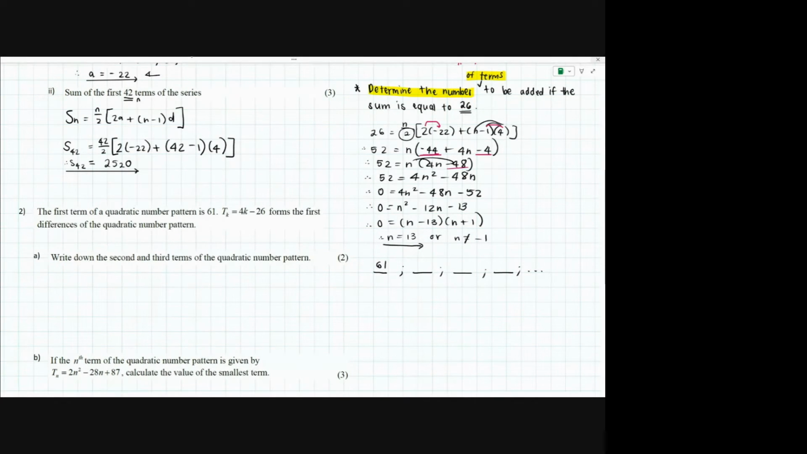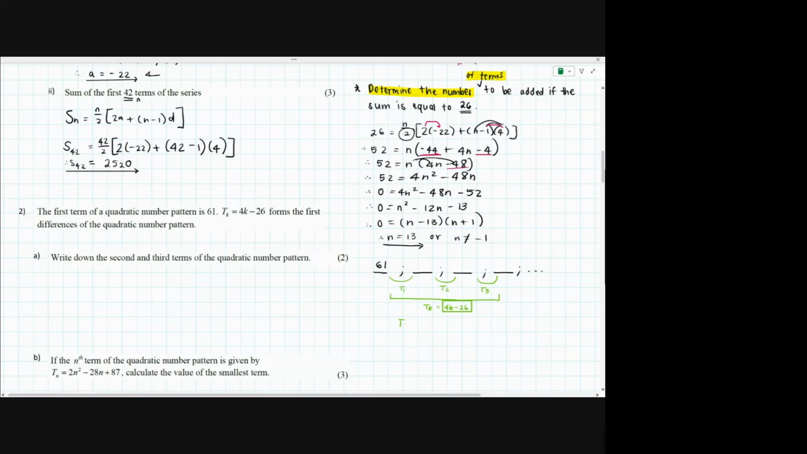Now when we go and work out our differences, obviously these will be different each time. However, remember, these form a linear pattern. And the rule for this linear pattern is given to me by T of k equals 4k minus 26. So this first difference is my first term of my linear pattern. The second difference is my second term of my linear pattern, my third term, etc. And so what I can do is use the rule that they gave me in order to figure out what those differences are.